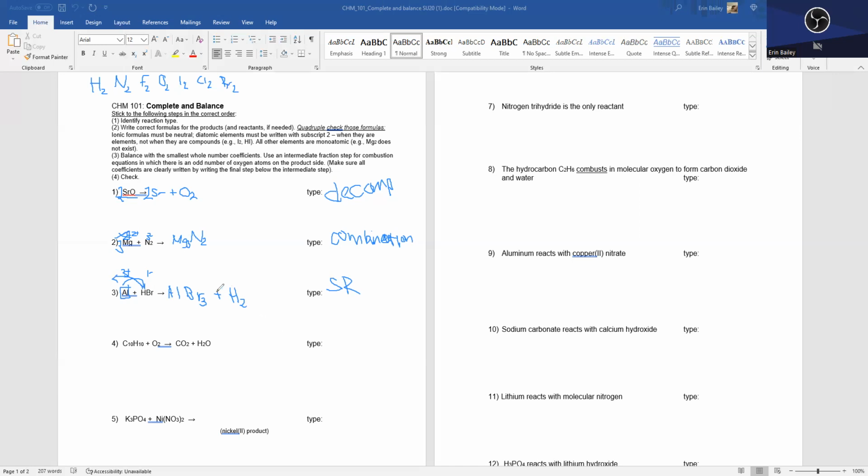So what we're going to do is put 6 over here. Why are we going to put 6 over here? Because that is going to be the least common multiple between these two. And I'll show you here in a second. So we'll just switch. We'll have 3 over here at the hydrogen, and we'll have 2 over this entire compound so that we can get 6 bromine.